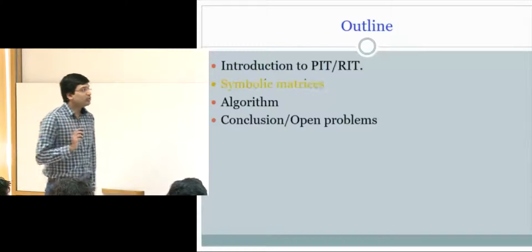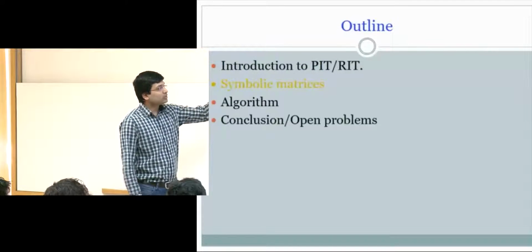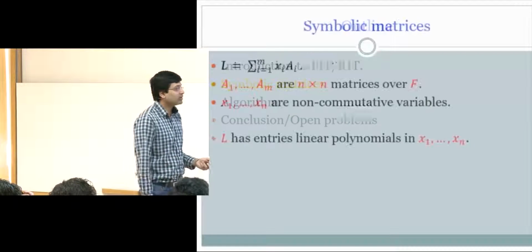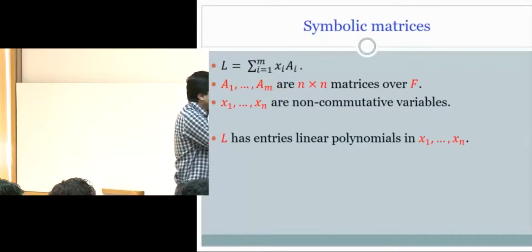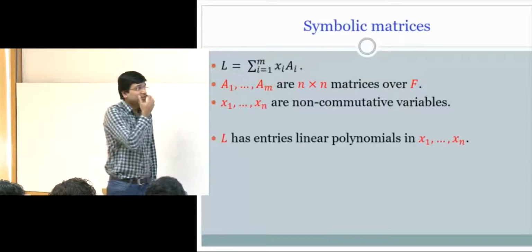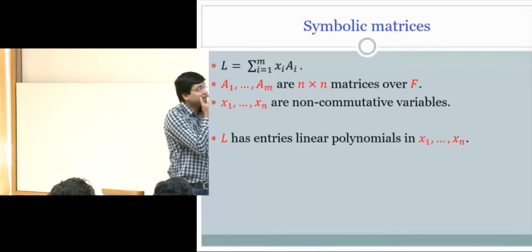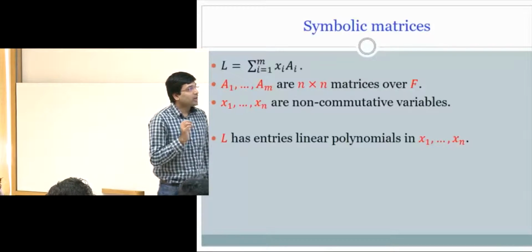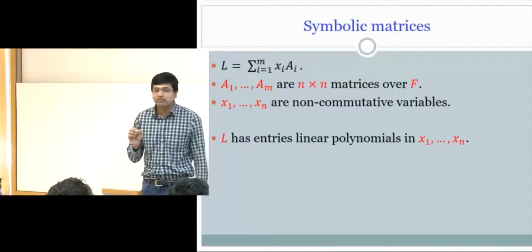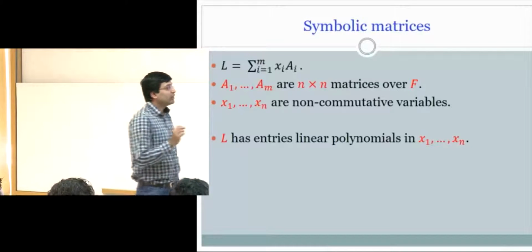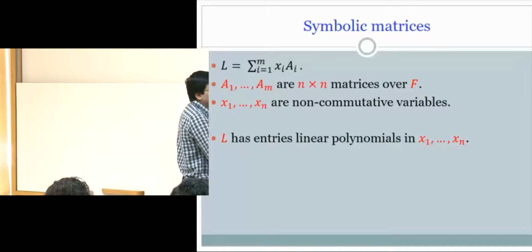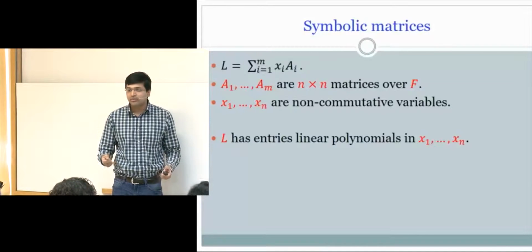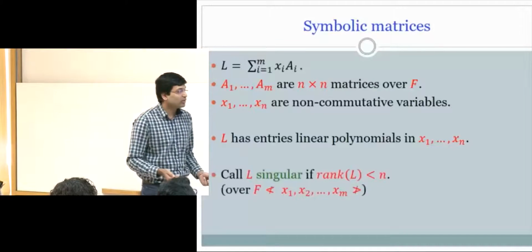Okay, so now I move on to symbolic matrices. We actually solve a harder problem than non-commutative rational identity testing, and I will explain what it is. Our objects of study are matrices of the form summation x_i A_i, where the x_i are formal non-commuting variables, and A_1 to A_m are n by n matrices over some field F. In other words, you could also say that this matrix L has entries which are linear polynomials in the variables x_1 to x_m. These are called symbolic matrices.